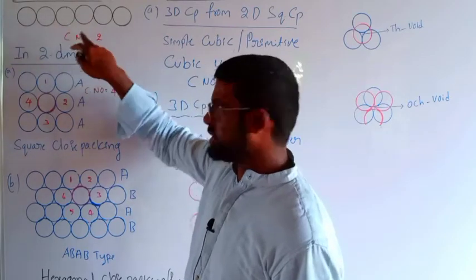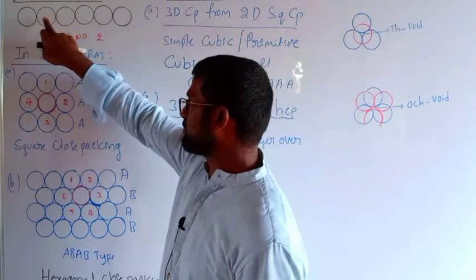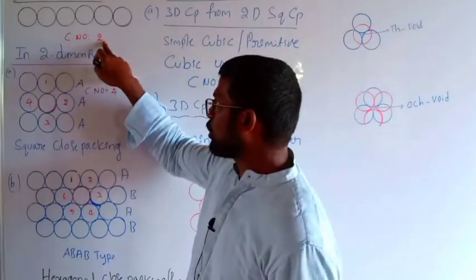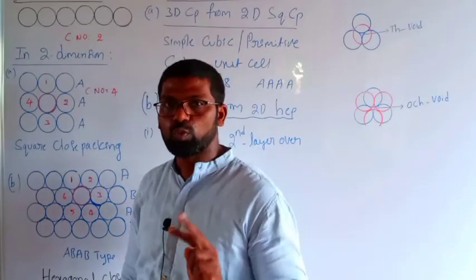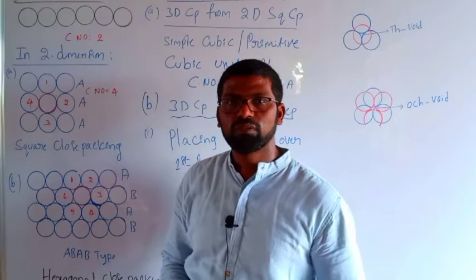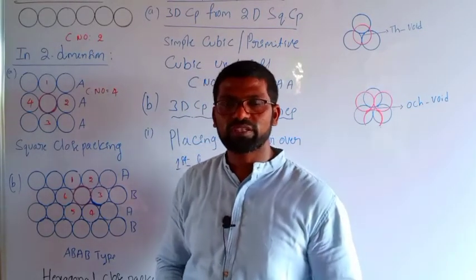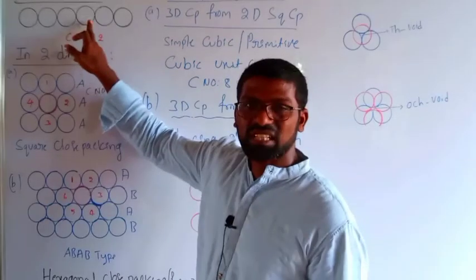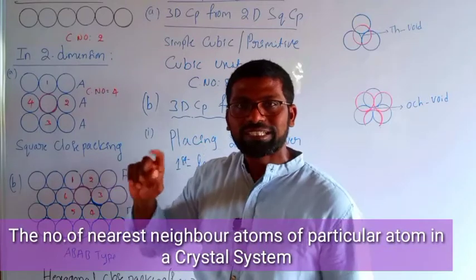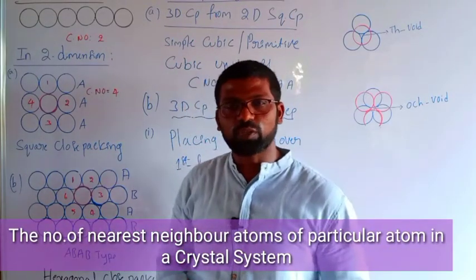You take any sphere, it is in contact with these 2 spheres; this sphere is in contact with these 2 spheres. So here the coordination number of each particle is 2. What is coordination number? One of the very important, very short answer questions for your board exams. It is the number of nearest neighbor atoms of a particular particle or atom.